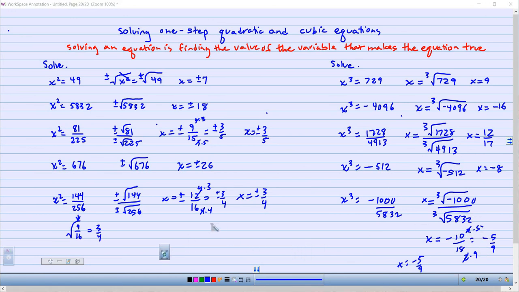Okay, so ladies and gentlemen, boys and girls, that is how we solve one-step quadratic and cubic equations. Again, quadratic equations with that squared, we solve by taking the square root, remembering to take the positive and the negative square root. And cubic equations, we solve by taking the cube root. And in those cases, a positive cube has a positive cube root, and a negative cubic number has a negative cube root.